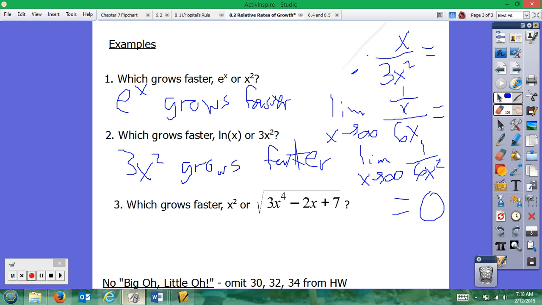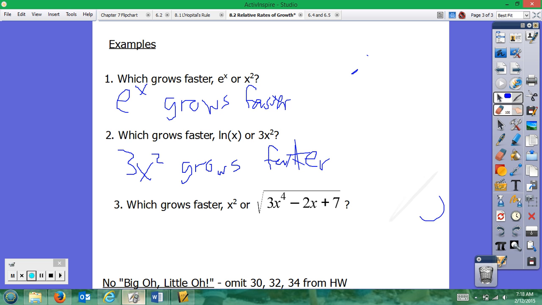And one more we can peek at would be this one down here. And this is to stress really that there's some cases where L'Hopital's rule either isn't necessary or doesn't apply, or can sometimes make the problem actually even a little bit more difficult. So this one right here is a good case of that. I've been tripped up on problems like this before. It says, which grows faster, x squared or the square root of 3x to the fourth minus 2x plus 7?